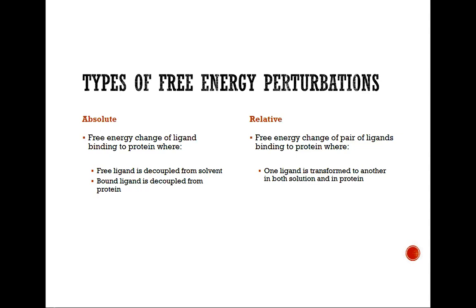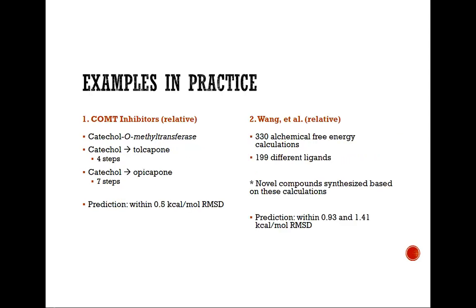They do this in this paper, and there's different types of free energy perturbation calculations. So there's absolute versus relative. Absolute is when you take the ligand and decouple it from the solvent, and you take the bound ligand and decouple it from the protein. And that's not as accurate as relative, where you take a pair of ligands binding to a protein, where one ligand is transformed into another in both the solution and on the protein. Because the relative is less different between the final and initial states, it's a more accurate calculation. Next slide.